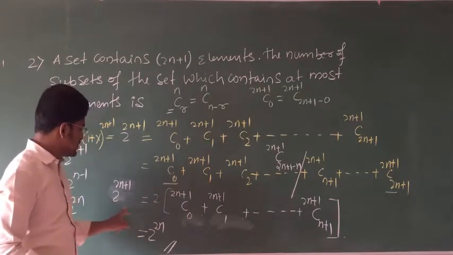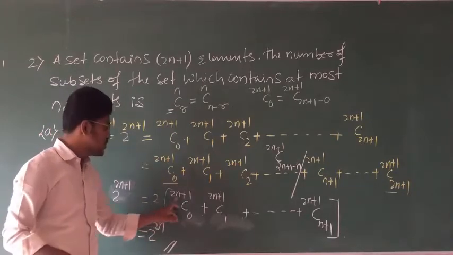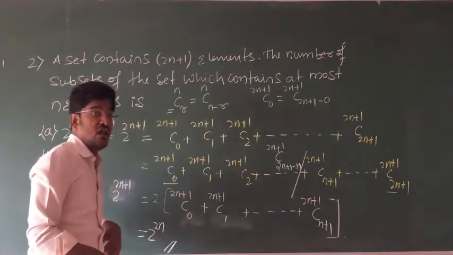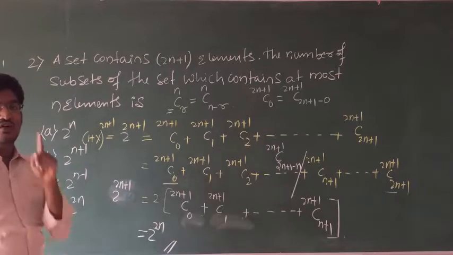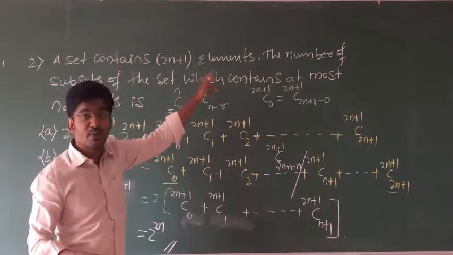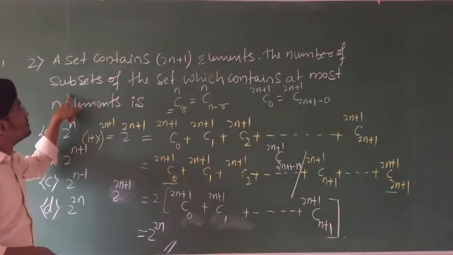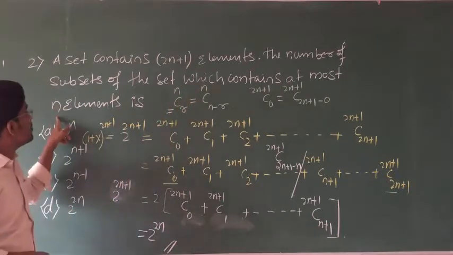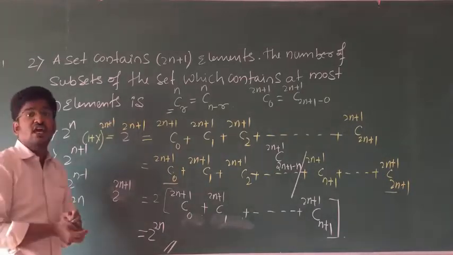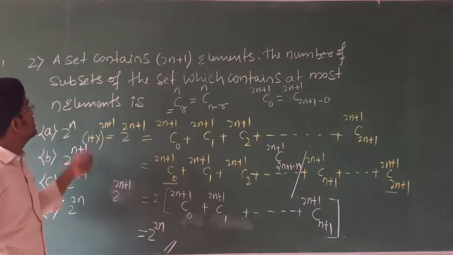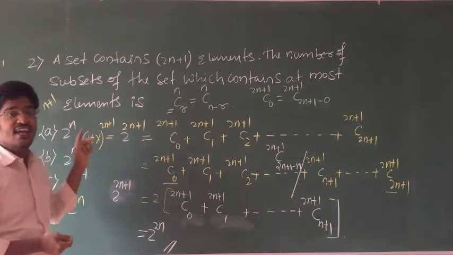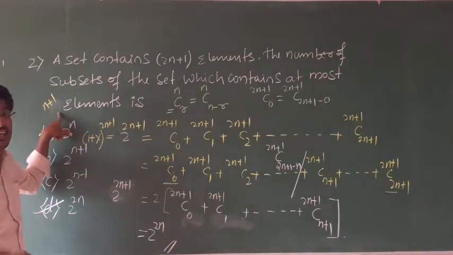So the remaining thing here will be what? 2 to the power of 2n is equal to 2n plus 1 c naught, 2n plus 1 c1 plus so on to 2n plus 1 cn plus 1. Are you clear? So from this we understand one important thing: if the set contains 2n plus 1 elements, the number of subsets of the set which contain at most n elements is 2 to the power of 2n. One more problem of this type is I can write this also as n plus 1 elements.